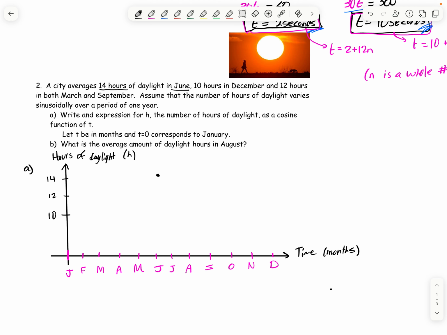And 10 hours in December and 12 hours in both March and September. So 10 hours in December. So over here, that's 10 hours. And then I have 12 hours in March and September. January, March, 12 hours in March, and 12 hours in September as well.